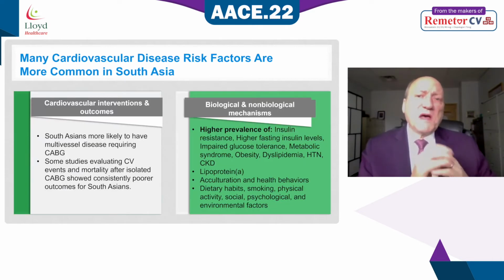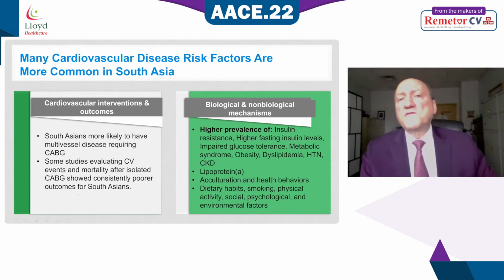Another talk was given about South Asians, actually several talks. To summarize briefly, South Asians are more likely to have multivessel disease requiring a coronary artery bypass graft, and some studies evaluating CABG show consistently poor outcomes for South Asians. So this is a very difficult thing. We've mentioned already the higher prevalence of insulin resistance, metabolic syndrome, etc. Also, chronic kidney disease and hypertension are rather common.